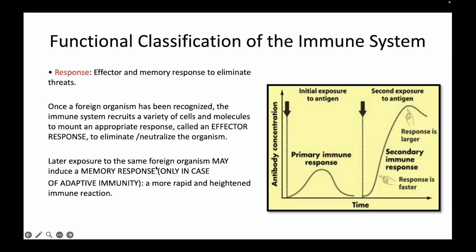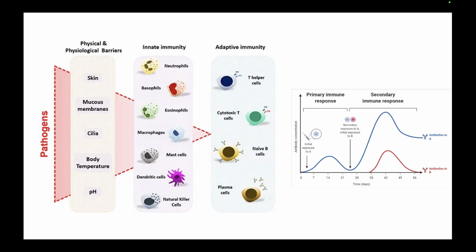Later exposure to the same foreign organism may induce a memory response only in case of adaptive immunity. Okay, a more rapid and heightened immune reaction, not in case of the innate immunity, because innate immunity does not have any memory. So in case of adaptive immunity, due to the memory response, it is having a heightened immune reaction.